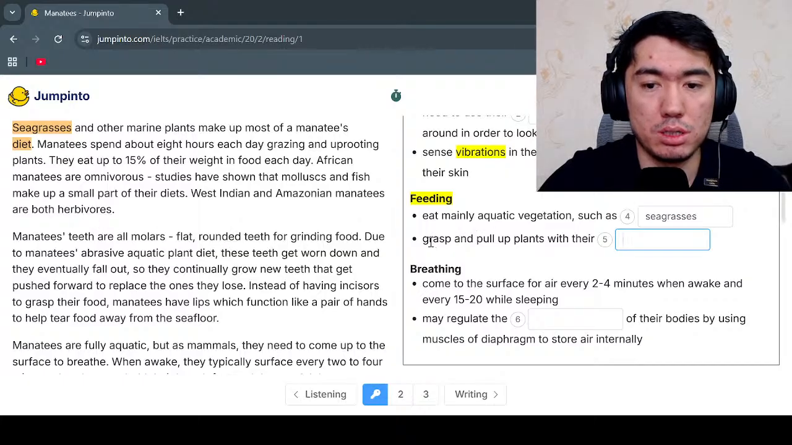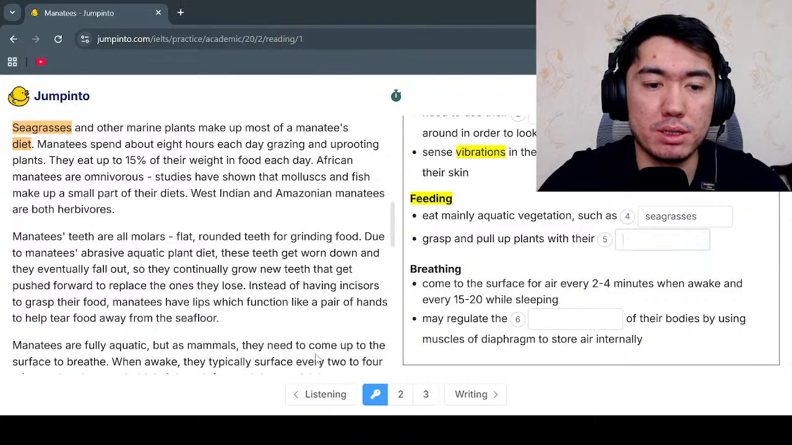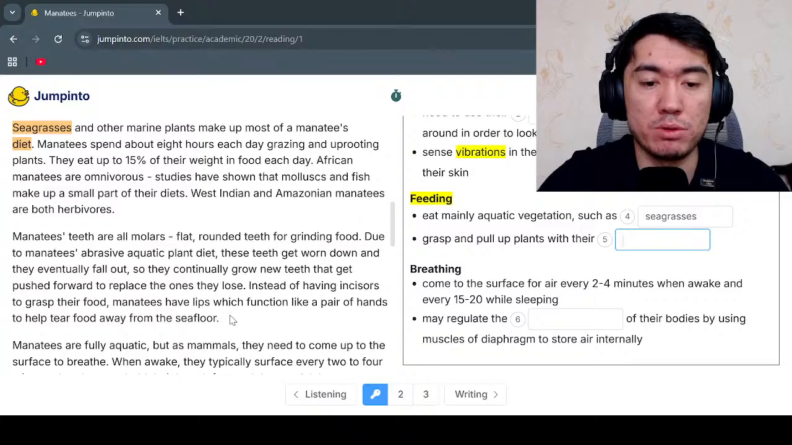Okay, just continue reading. Plants, right? Due to abrasive aquatic plant diet, these teeth get worn down and they eventually fall out. So they continually grow new teeth that get pushed forward to replace the ones they lose. Instead of having incisors to grasp their food, have lips which function like a pair of hands to help tear food away from the seafloor. Okay, finally. So it's not teeth, they use their lips apparently, which serve as hands, to tear food away from the seafloor. Tear food away.